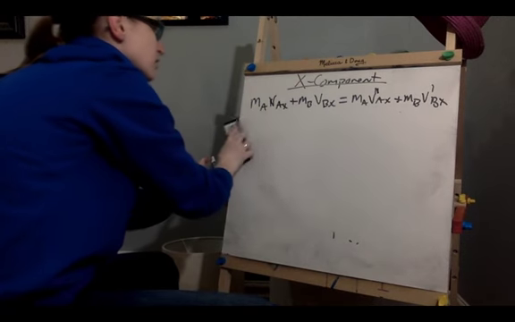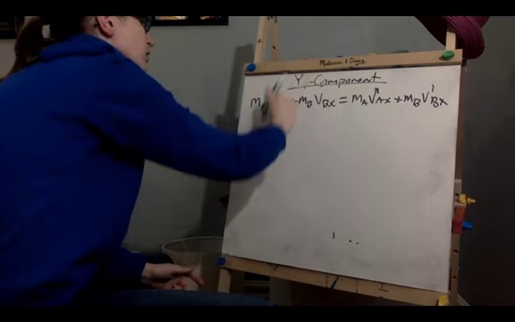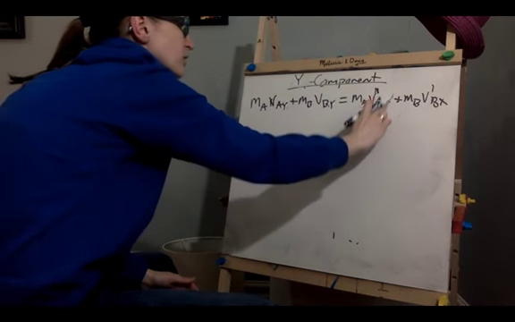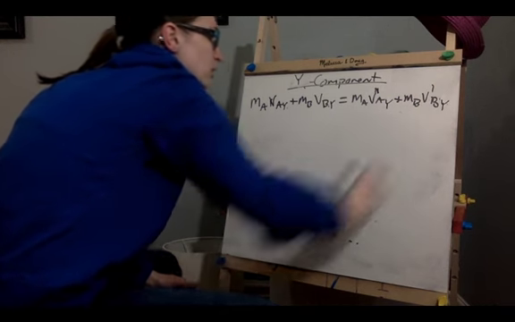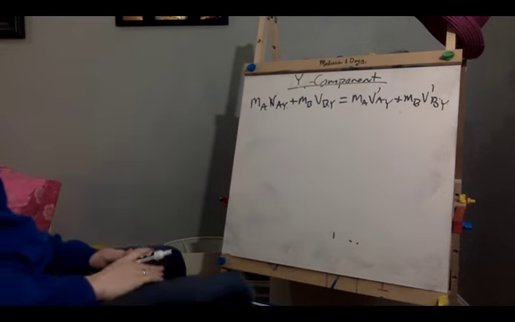All right, so again, save just a minute. Now we do a Y component. All of these X's turn to Y's. Obviously, masses don't change in 2 dimensions. It's still the same, but there we go.